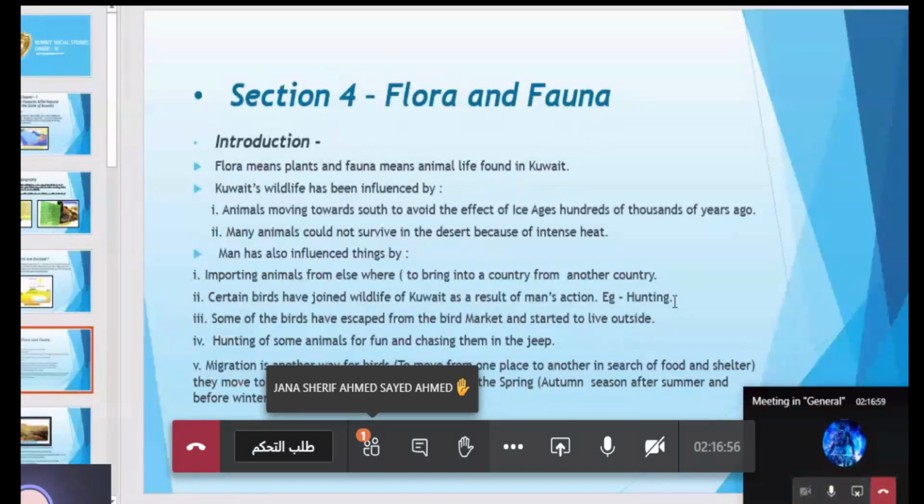Sorry, children. Some of the birds have escaped from the bird market and started to move outside. That is, when they are living in the bird market, they want to live freely. That is why they move from this area to other areas where they are free.